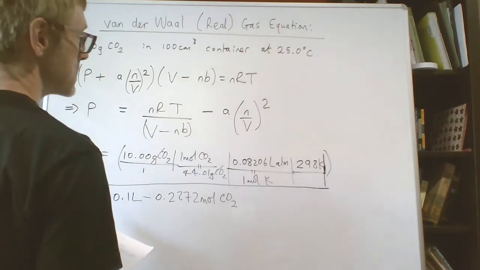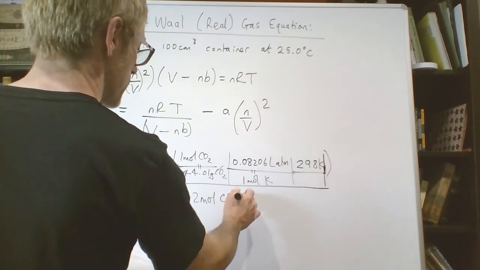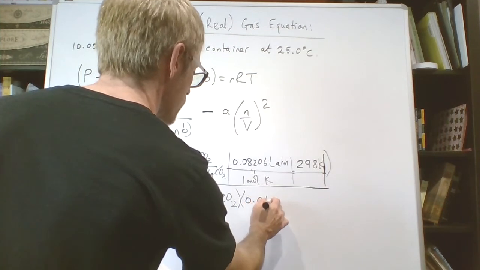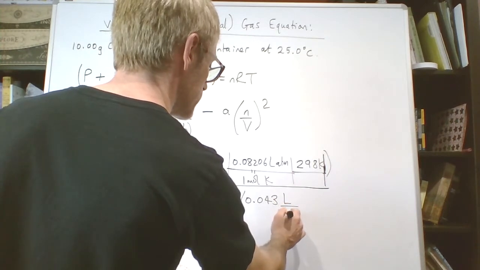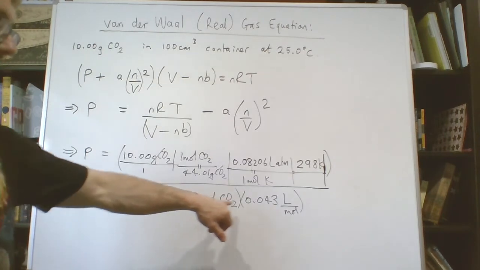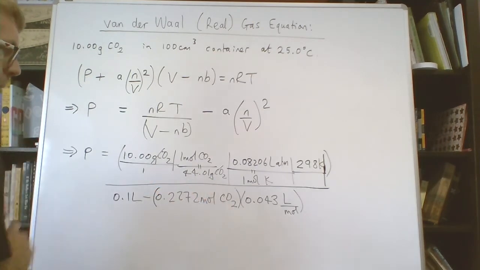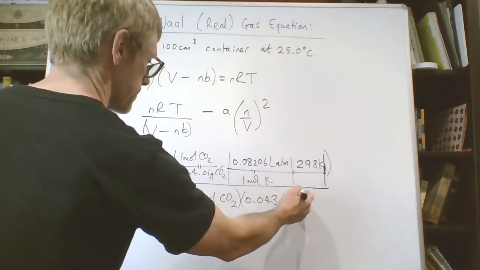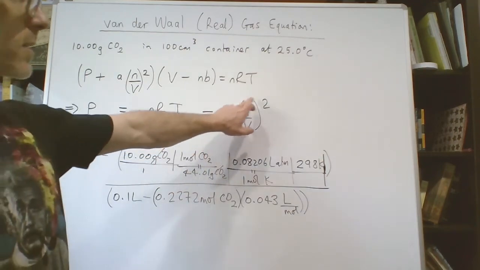So that's V minus n, but n is multiplied by b. b is a constant, which if you look up, it's 0.043, and the units are liter per mole. So this is V minus nb. n here is just 10 divided by 44.01. And then from this quotient here, I've got to subtract this correction term.